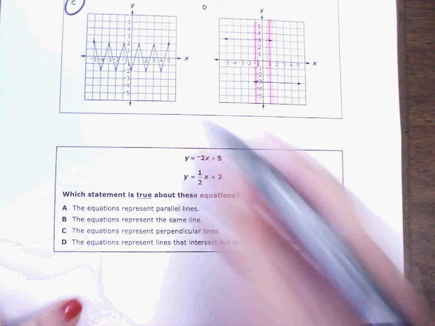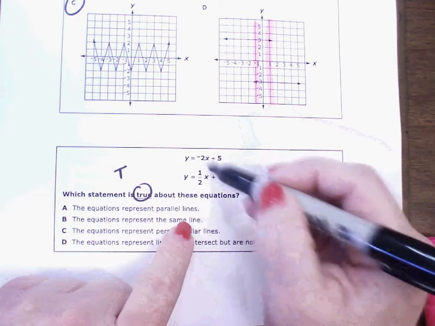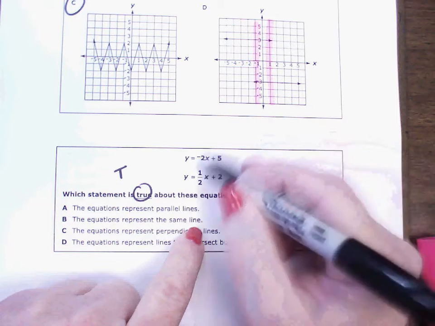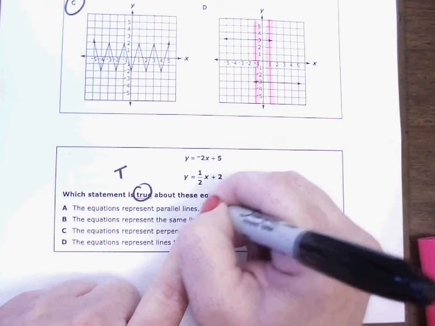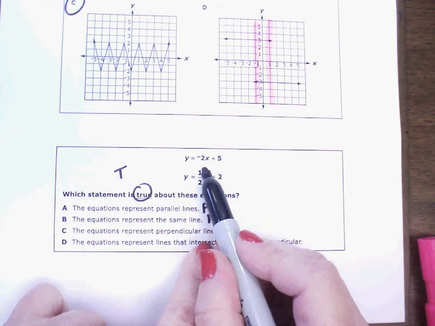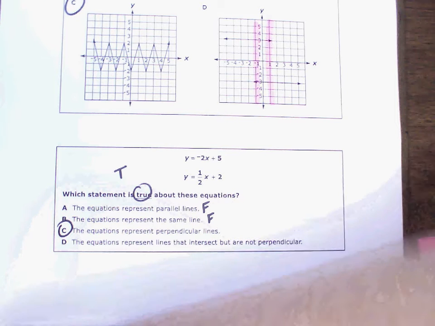Alright, which statement is true about this equation? This equation represents parallel lines. Most definitely not. The equations represent the same line. Most definitely not. That's false. The equations represent perpendicular lines. Ding, ding, ding. Opposite and reciprocal. Correct answer was C.